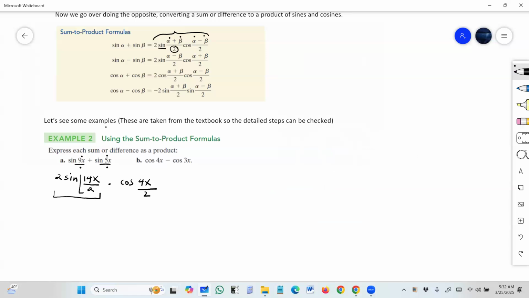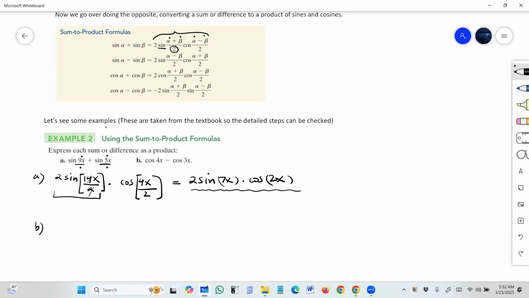Now I can definitely simplify the angle. 14 over 2 is 7. So this is going to be 2 sine 7x times cosine 2x. It may seem like this is not very helpful or doesn't make it any clearer or simpler, but for the purposes of an individual application, this may be better. So sine 9x plus sine 5x is exactly this in product form. So this is my A problem.